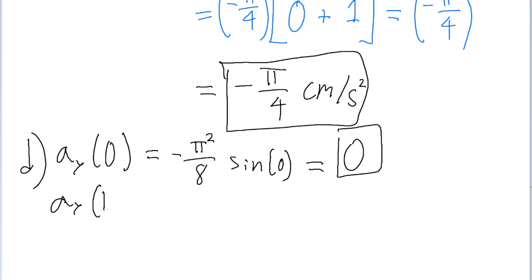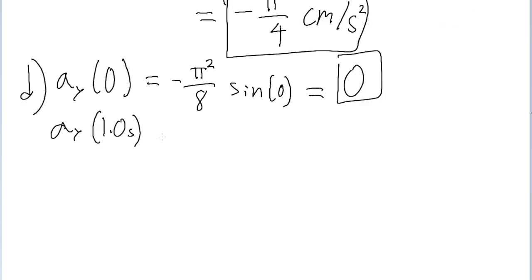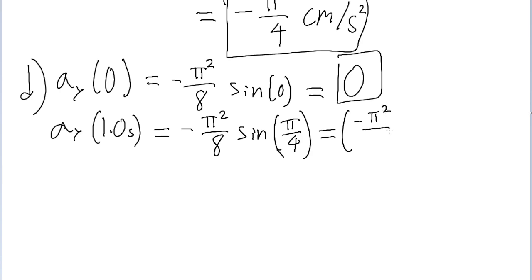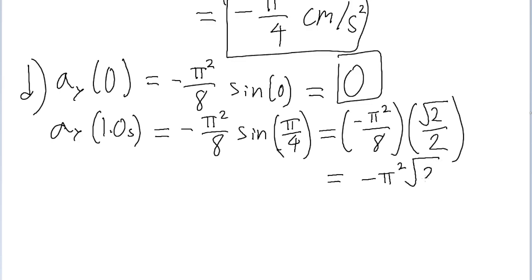Then we want the instantaneous acceleration at 1 second. So again, we're just plugging in 1 for t. So negative pi squared over 8 multiplied by the sine of pi t over 4. We're putting in 1 for t, so it's just the sine of pi over 4. Now, using some basic trigonometry knowledge, we know that the sine of pi over 4 is equal to radical 2 over 2. So our answer for this simplifies to negative pi squared multiplied by radical 2 divided by 16 centimeters per second squared.